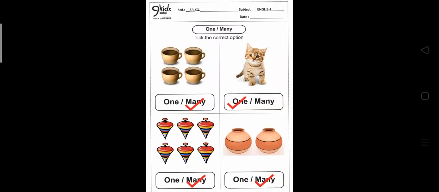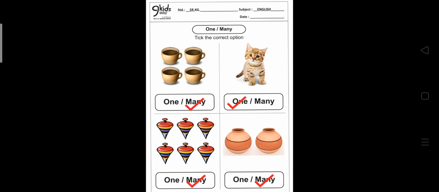Let's solve the worksheet. This is the worksheet of one and many. Yesterday I have given you this worksheet. I hope you have solved it correctly. Now let's discuss the answers. Here we have to take the correct option.